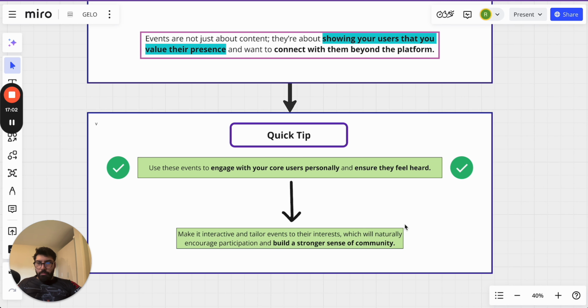And a quick tip here would be to use these events to engage with your core users personally. If there are a couple of projects who have been using your technology or integrated your technology, spend the time to have a drink with them, have lunch. Do events that will also engage their community. Make sure that they feel heard and they feel part of the process. Interactive and tailored events are really great, especially when we're reaching out to our audience's interests, and this will allow us to naturally encourage participation and build a stronger sense of community.